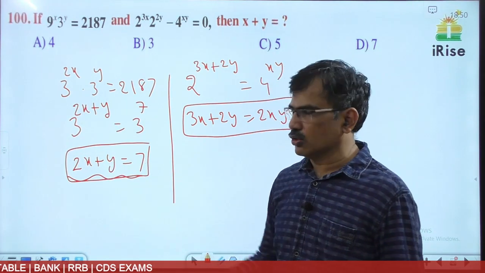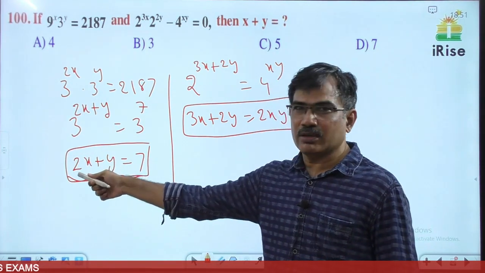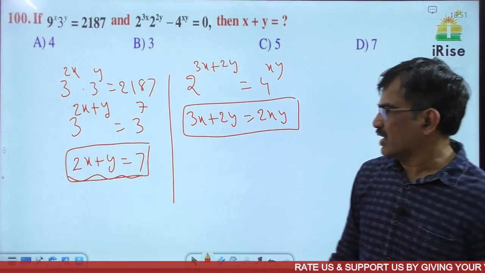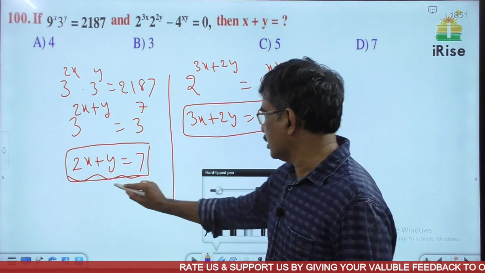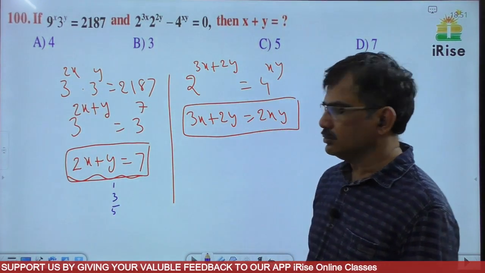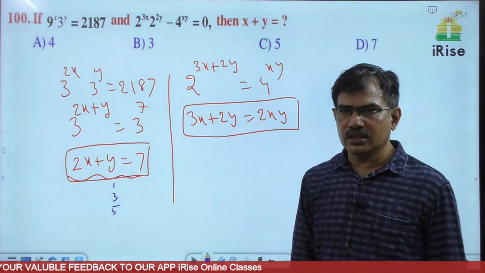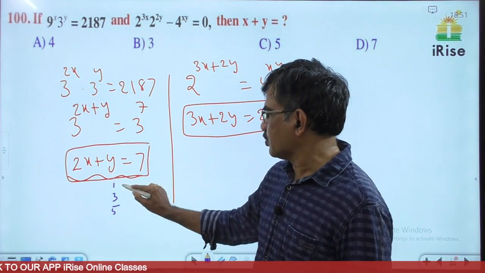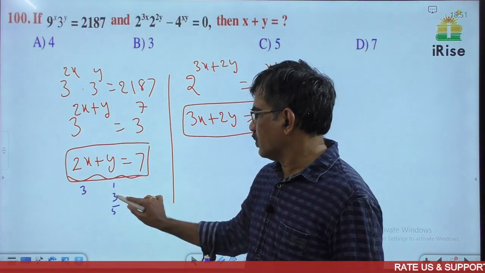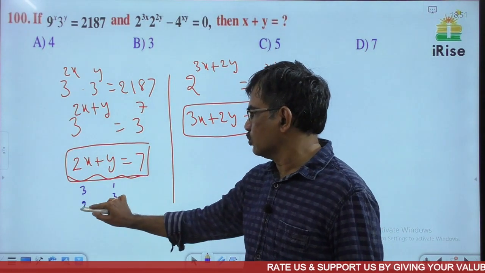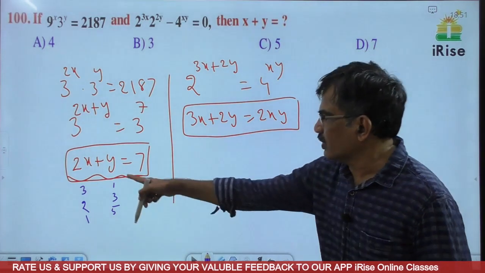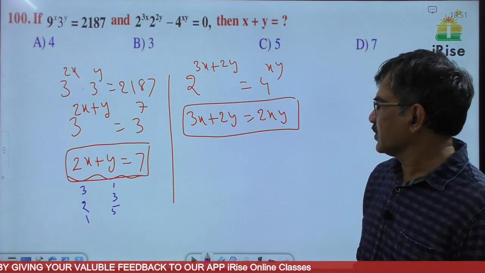2x plus y is equal to 7. This is an odd number. 2x is an even number. Even number, y must be an odd number. For what value of y? Here y may be either 1 or 3, okay, or 5. 1 or 3 or 5. If y is equal to 1, correspondingly what is x? y is equal to 1, x is 3. y is equal to 3, x is 2. y is equal to 5, x is 1. For what values is this satisfied?